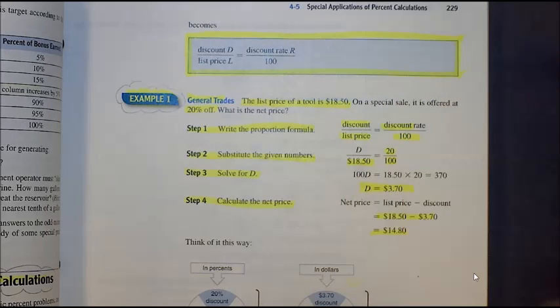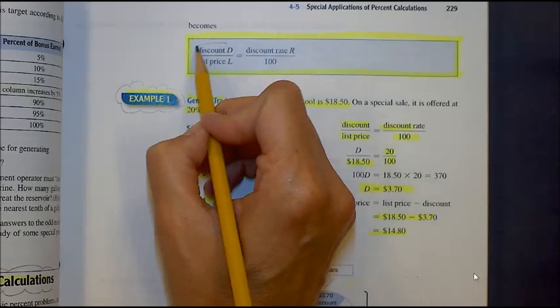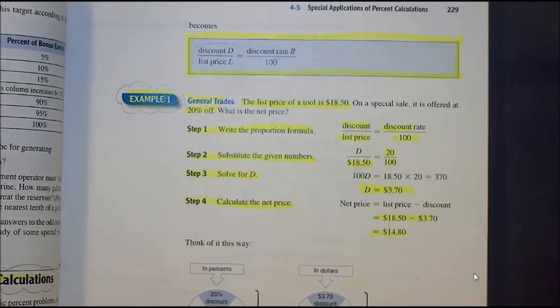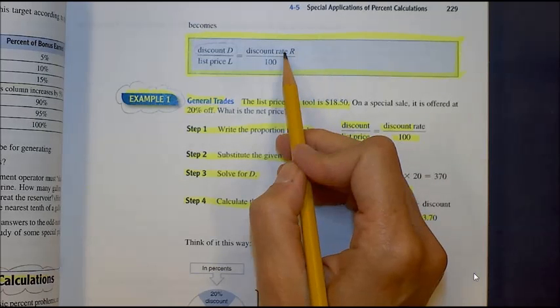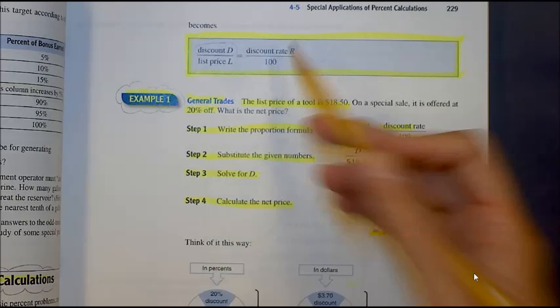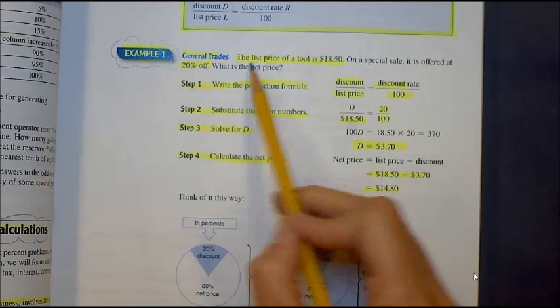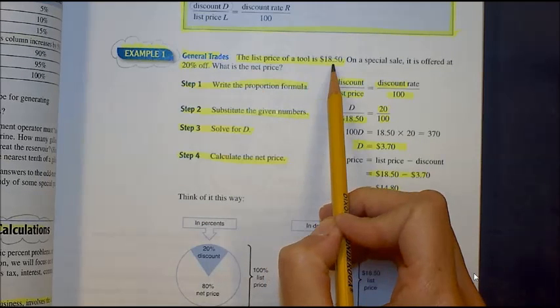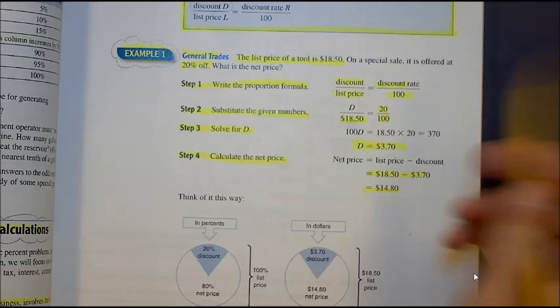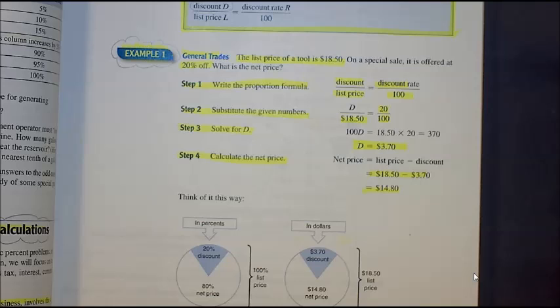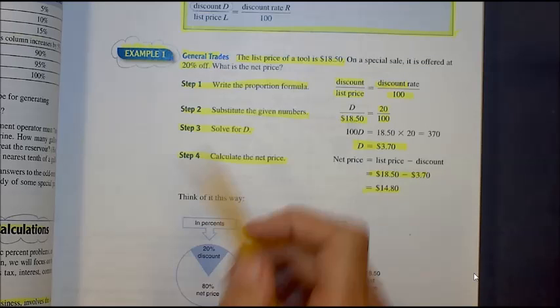So most often what we're interested in is this guy right here. What is that price I'm going to pay at a discounted price based on the discount rate over here? Okay? So, an example, number one, it says we have the list price of a tool is $18.50. All right? It's on a special sale, and it's offered at 20% off. Okay? So, what is the net price?